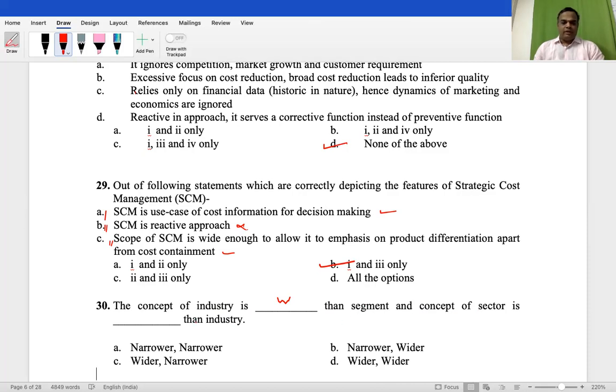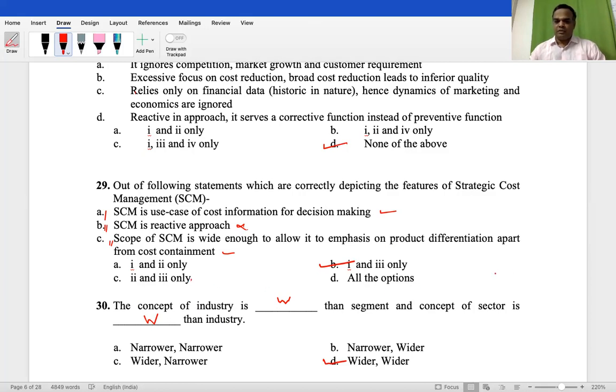Wider only. Wider than industry. Therefore, which one is the biggest? Sector. Thereafter, industry. Thereafter, segment. Thereafter, company. Am I right? Yes. So, the order, if you want, you can note it down so that you can have better clarity.